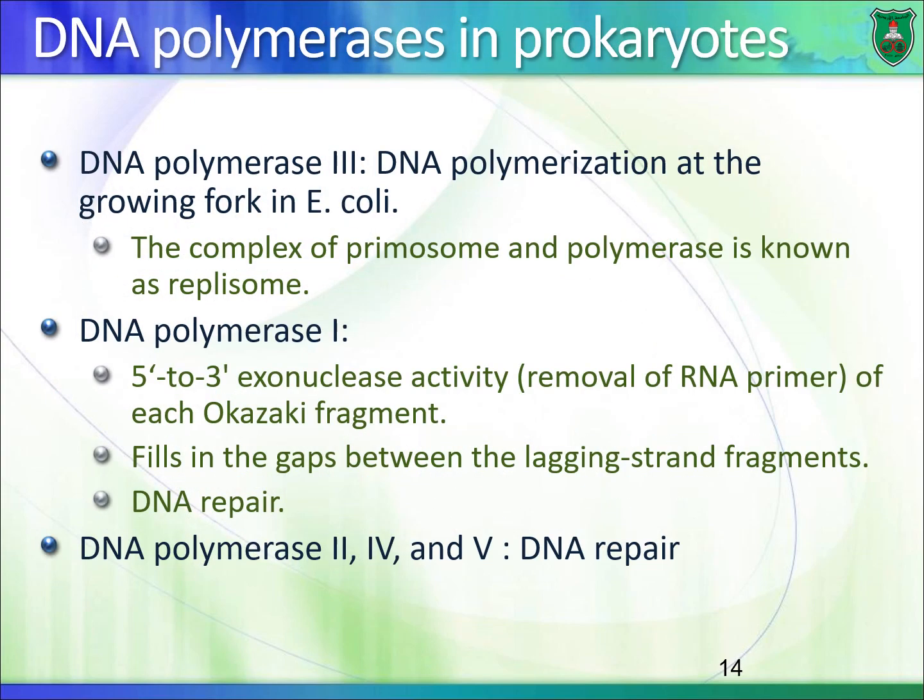Okay, so in prokaryotes, there are five DNA polymerases: DNA polymerase 1, 2, 3, 4, and 5. Now, number 3 is the DNA polymerase responsible for the synthesis of the newly synthesized DNA. And usually it is in a complex with the primosome, which is made of the helicase and the single-strand DNA binding protein, and with this complex it forms what is known as a replisome.